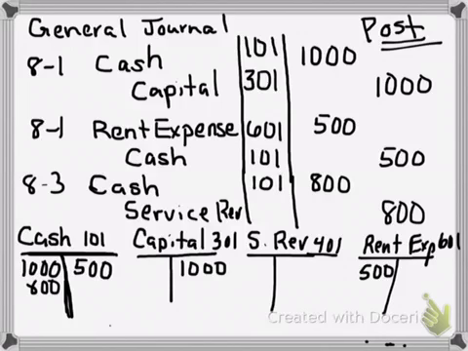The next one is the service revenue, and that is a credit for 800. So we would go in and put that credit in. That's account 401, so we would put that in the reference column.